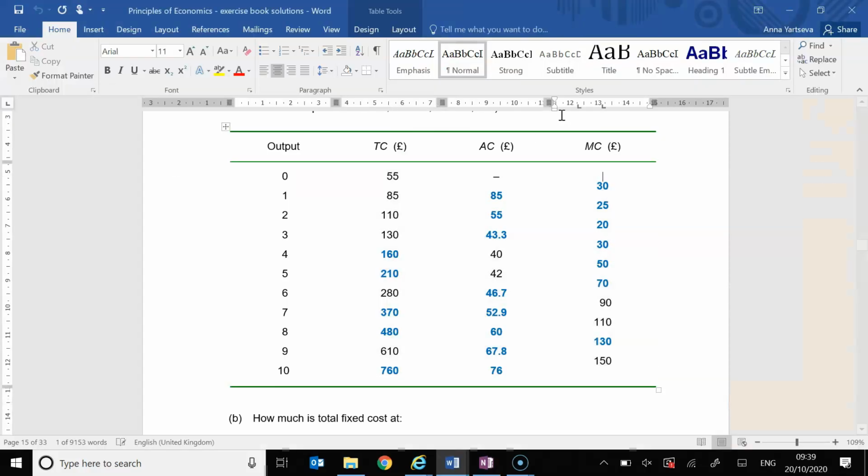And this is because if you look at this table, you will see that when output is 0, your total cost is 55. When output is 0, all of your costs are fixed costs. You don't incur any variable expenditure at all because there is no production yet. So all of these costs will represent fixed costs. This is how we can identify it.